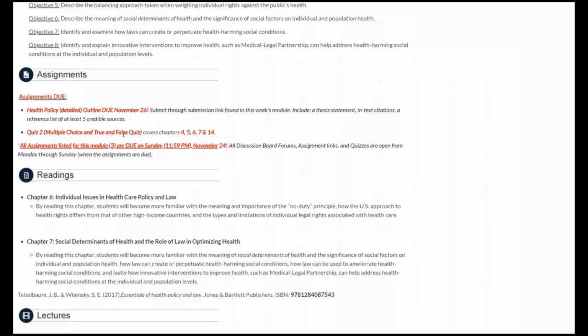And below that are the learning objectives and then the assignments for this week. So this week you have 2 assignments. First one, your health policy outline. And I put the word detailed in brackets, because I expect a very detailed outline. And remember, this is your blueprint or your layout of how you're going to be presenting your health policy topic. The more detail you include, the easier it will be when you're putting together your presentation and you know what you are covering.